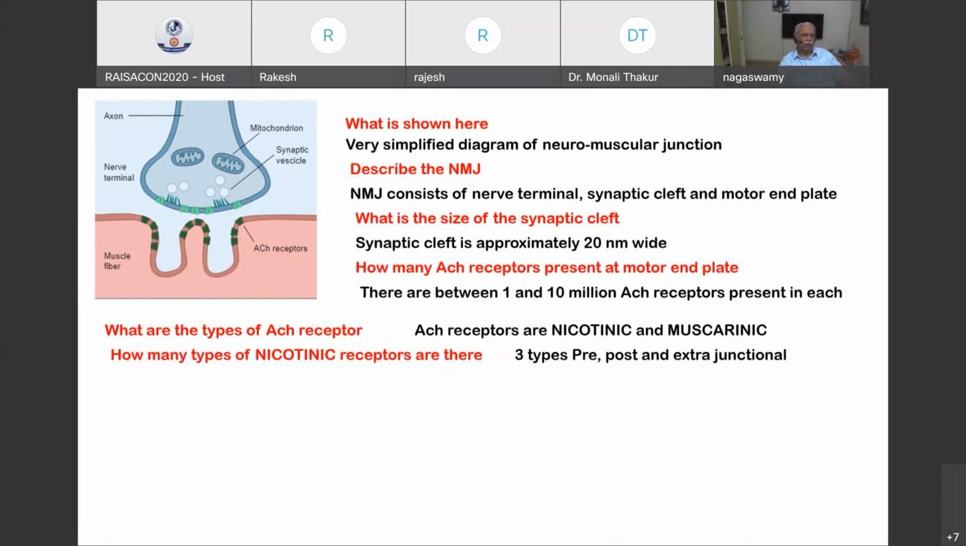Okay, so you can see there are pre-junctional receptors also here. These are all pre-junctional acetylcholine receptors. They are responsible for stimulating and opening the calcium channel so that calcium can enter, and then only the acetylcholine stored in the vesicles can be released. Okay, so in which disease will that calcium channel not work properly? The presynaptic calcium channels, in which disease are they affected? Myasthenia gravis.